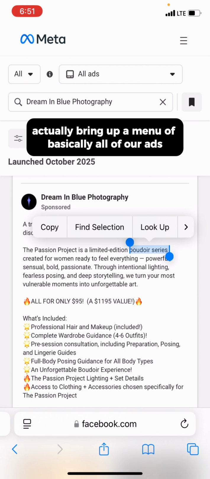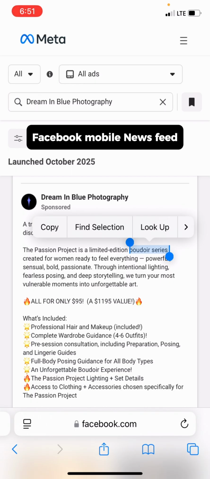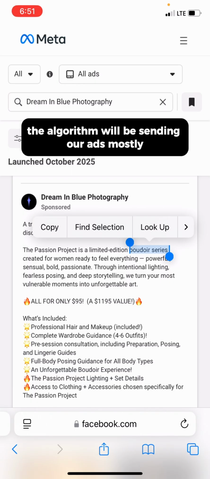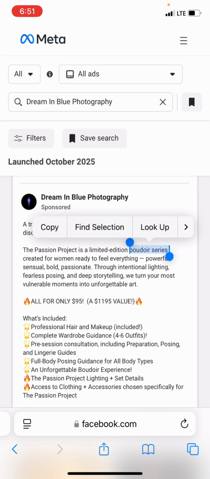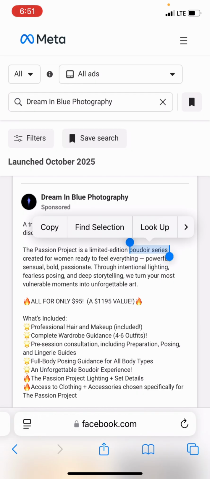Click it, it'll bring up a menu of basically all of our ads, the whole summary of which placements had the most impressions. Facebook mobile app newsfeed will be right there at the top. So this is where the algorithm will be sending our ads mostly, and it's got the most context, the most space.